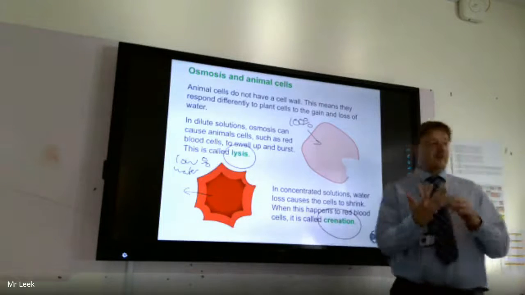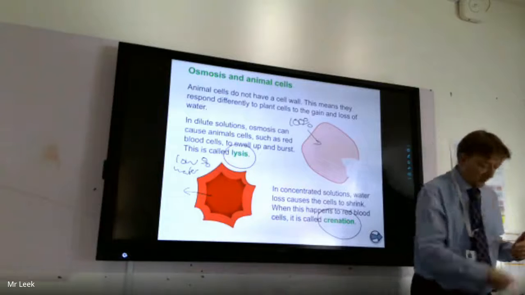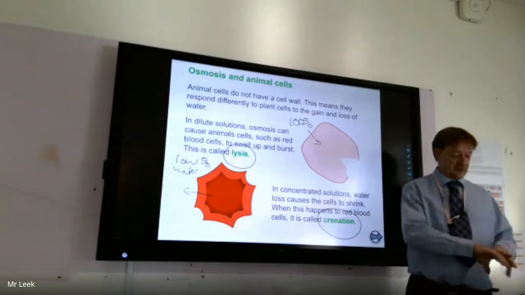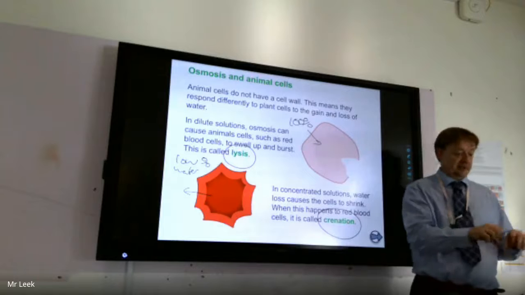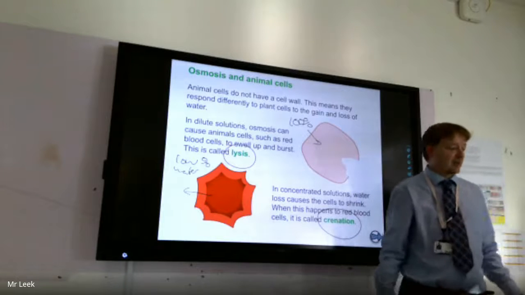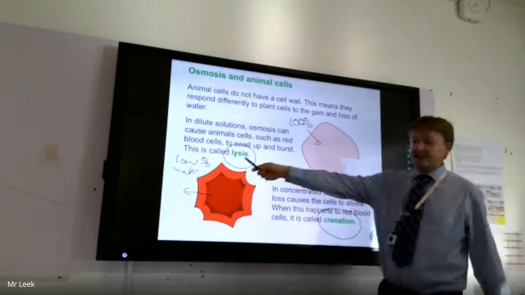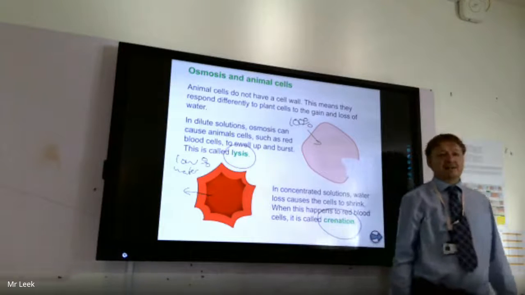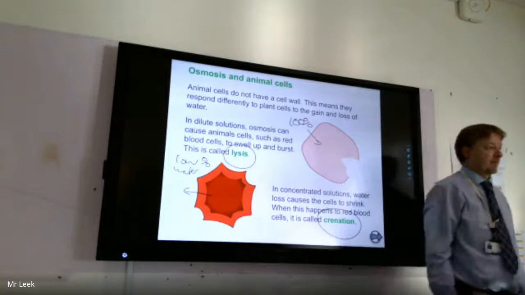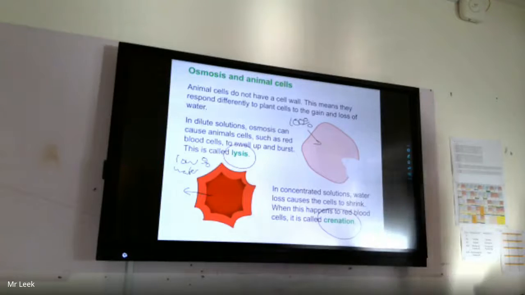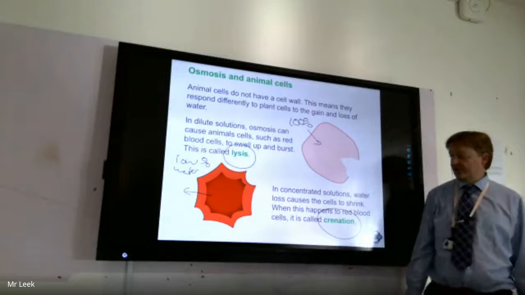It's the same as if you cut yourself or get a nosebleed next to the sink and water goes into the sink. You'll see the red blood cells spreading out, and if you could look at them microscopically, they will be popping. They'll literally be dying, and that is lysis. The word lysis actually means death. It's probably some Latin derivative of some sort.